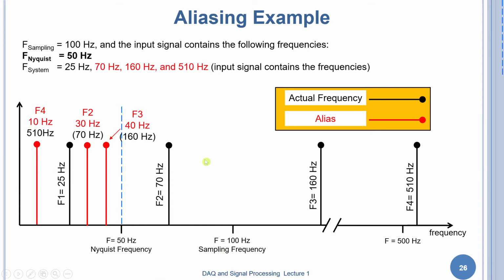Now you might wonder how I got these numbers. One simple way of getting them: once you know your sampling frequency, multiply that sampling frequency by an integer and take the difference from these numbers. So if I multiply 100 by 5, I get 500. If I take the difference between 500 hertz and this value, I get 10 hertz. So once you fix your Nyquist frequency, any frequency beyond Nyquist will show up as an alias frequency in your measurement.